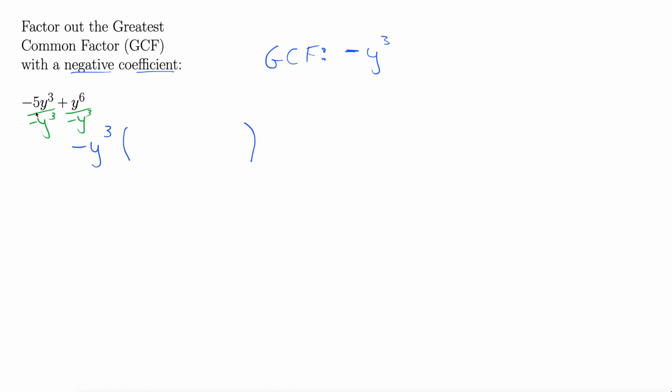Okay, well, negative 5y cubed divided by negative y cubed is going to leave us with positive 5. All right, and here we have positive divided by a negative, so minus, and then y to the 6th divided by y cubed is y to the 6th minus 3, y cubed.